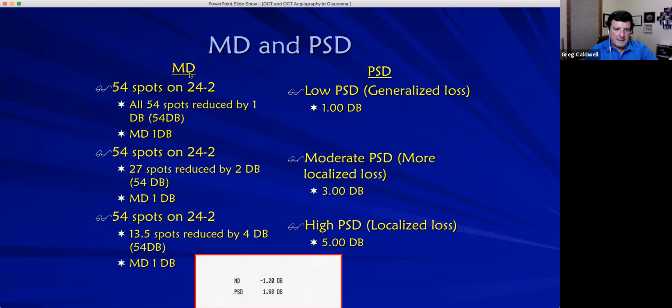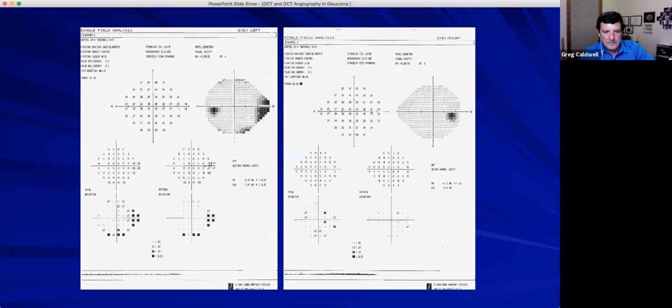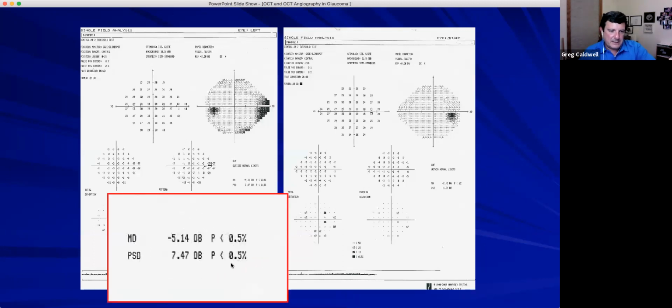So that's why mean deviation tells you how deep the defect is, and pattern standard deviation tells you how localized it is. And pattern standard deviation goes up in glaucoma. So when we look at this patient, you're going to say, well, this could be glaucoma because it's a mild to moderate defect, but it's very localized.